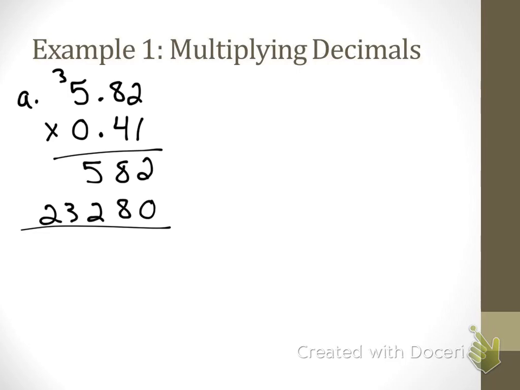What do I do? I add them up. 2 plus 0 is 2. 8 plus 8 is 16. Carry my 1. 6 plus 2 is 8. And then bring down my 23.